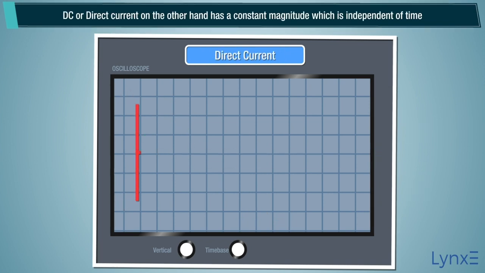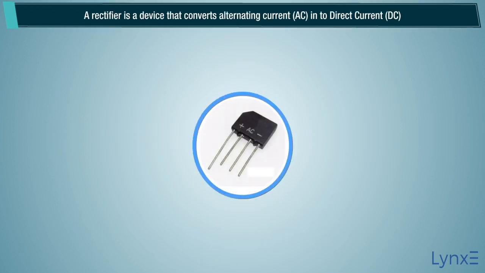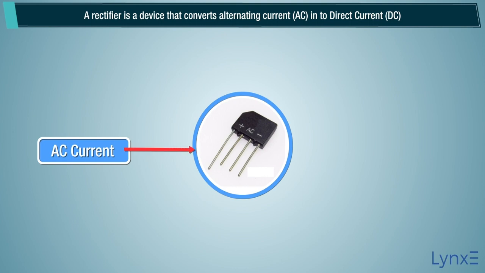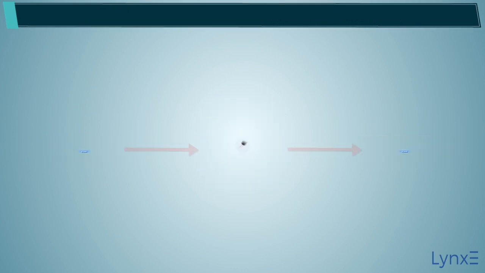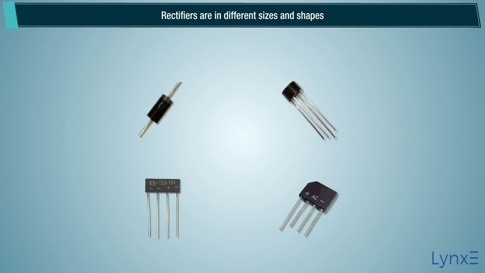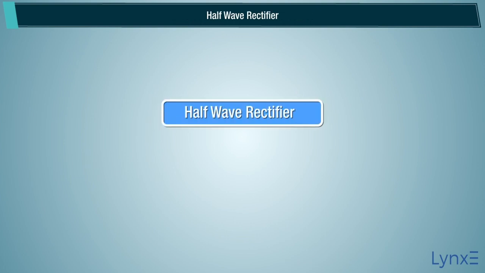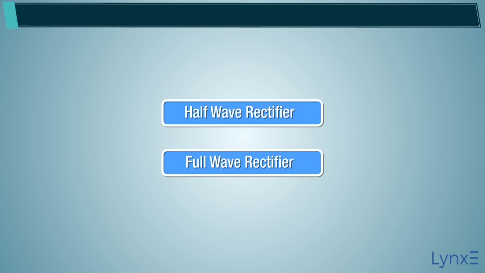DC, or direct current, on the other hand, has a constant magnitude, which is independent of time. A rectifier is a device that converts alternating current, AC, into direct current, DC. Rectifiers come in different sizes and shapes. Rectifier circuits are of two main types: half-wave rectifier and full-wave rectifier.